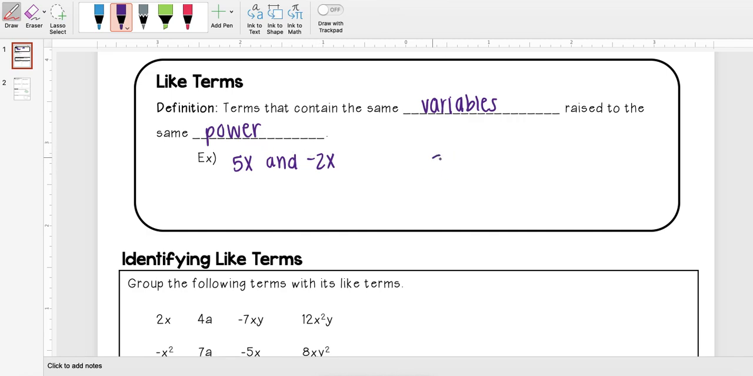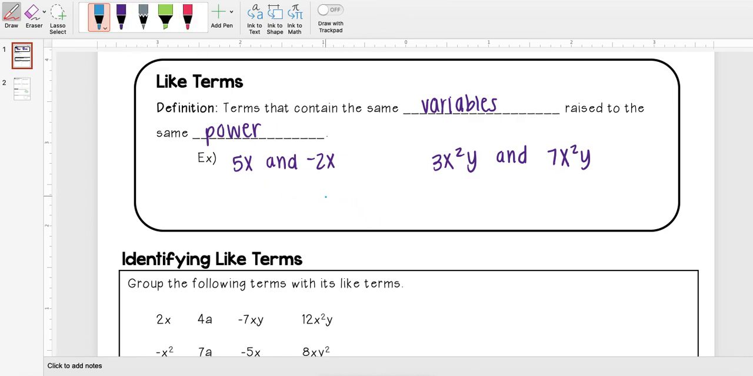Another example would be 3x squared y and 7x squared y. They have the same variables x and y. The x's are both raised to the second power, and the y's are both raised to the first power. This is super important because like terms are the only things that we can combine.